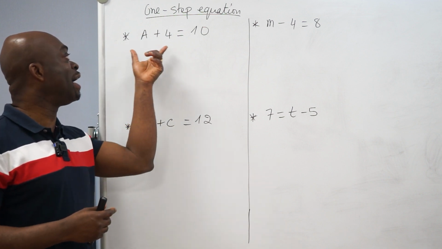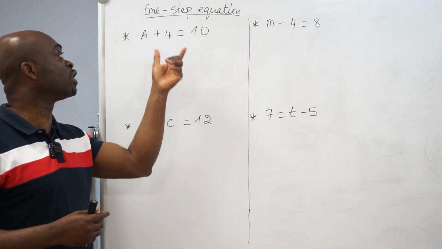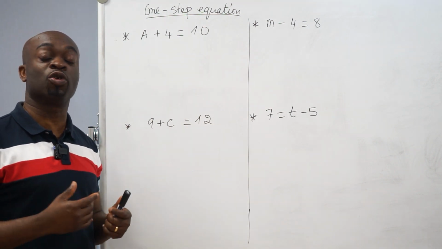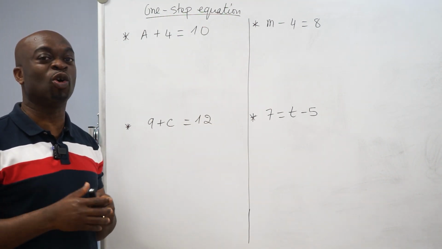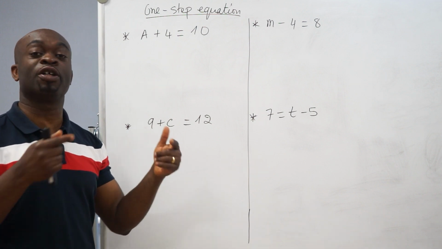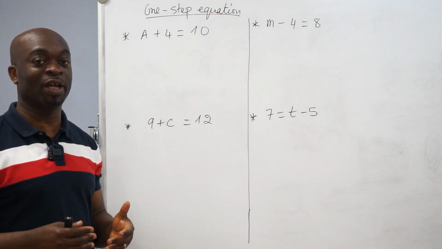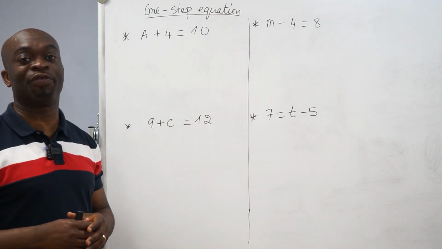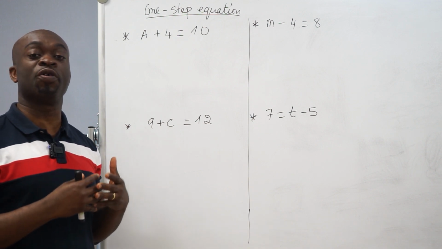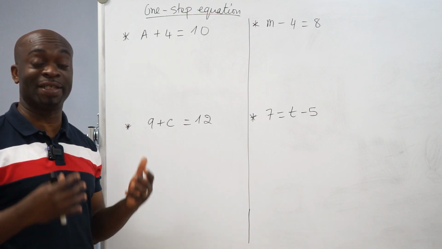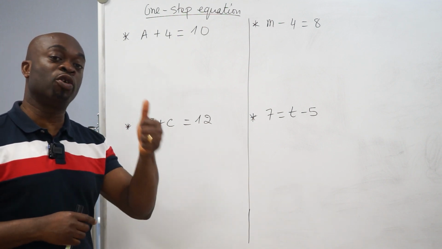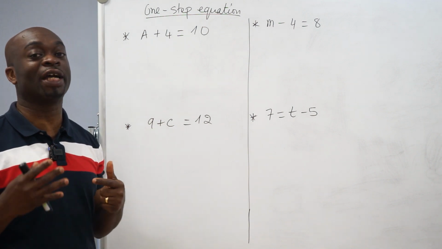That means if we have a problem like this one, a plus 4 equals 10, and we're going to solve for it, we actually need only one step in order to find the solution, okay? So the 4 problems that we have here are all going to go through the same kind of system. All right, so we're going to solve it first, and then we're going to check our answer.